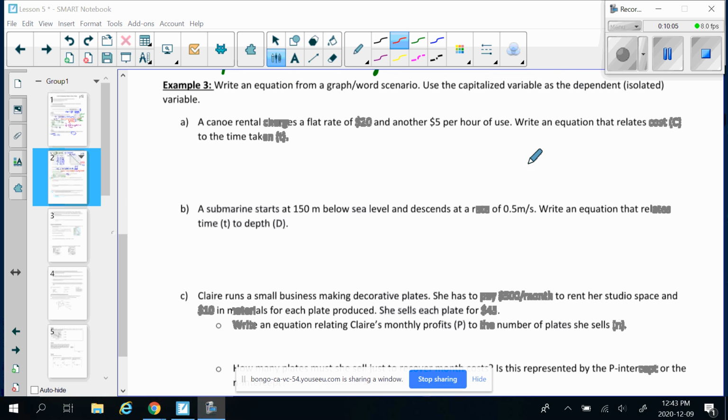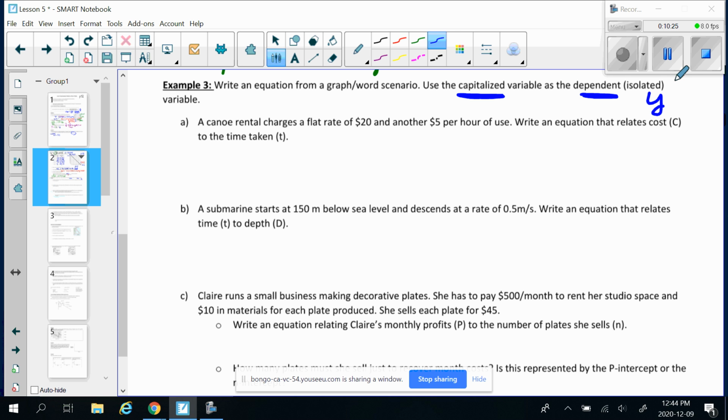Third example, write an equation from the word scenario. Use the capitalized variable as the dependent isolated variable. So a big hint here, if you're not sure what's dependent and what's independent, the capitalized one is going to be dependent and it's going to be isolated. Usually this is represented by y, but not here.